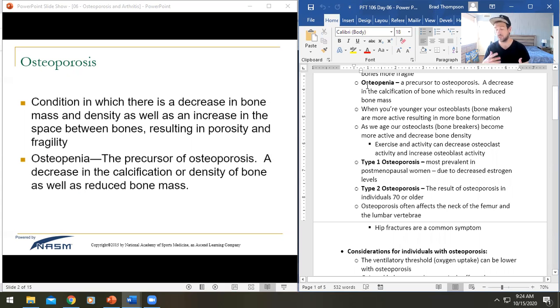So remember the way your bones work, right? You've got osteoblasts, which are laying down this kind of glue-like mixture on your bones. And then that glue-like mixture is attracted to calcium ions. And so calcium ions will passively move towards that glue mixture, and then it'll settle in and harden and calcify. And that's how we make new bone tissue. So when your osteoblasts become less active, which is something that happens naturally as we get older, we're going to call that osteopenia, which is a decrease in the calcifying of your bones.